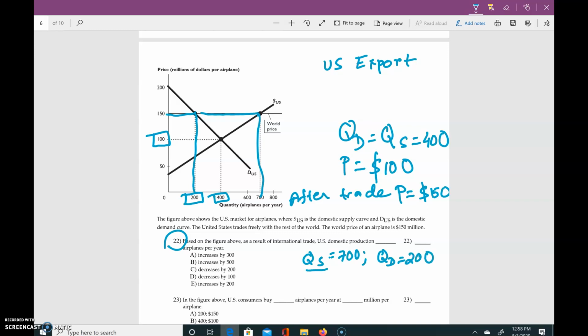Because the production has gone up from 400 to 700, the US is going to export 500 units. So after trade, US production went up from 400 to 700. US consumption went down from 400 to 200. This is what happens when the world price is greater than the domestic price.